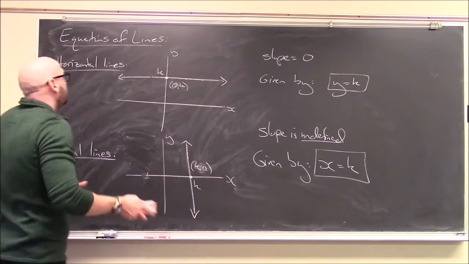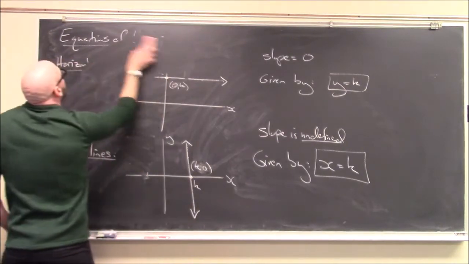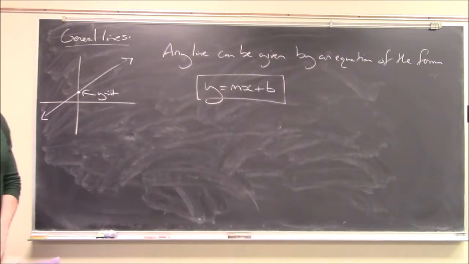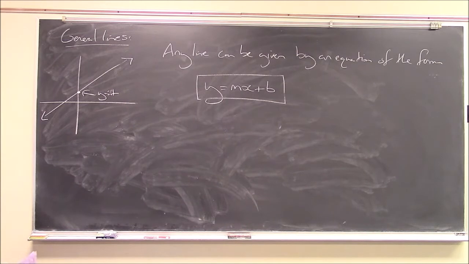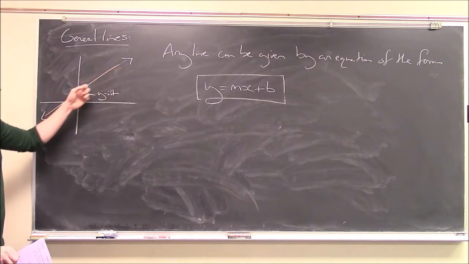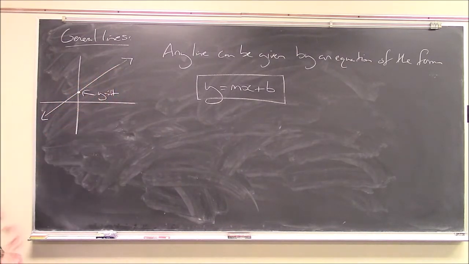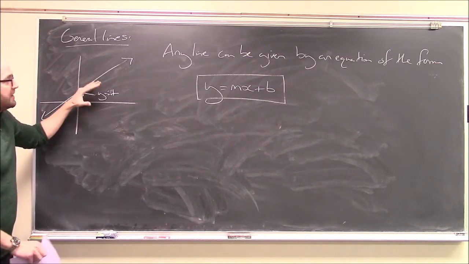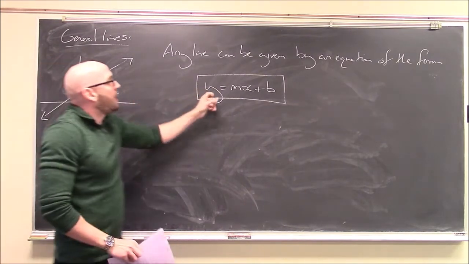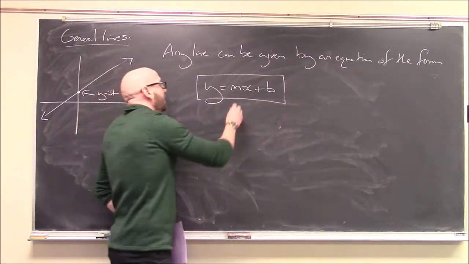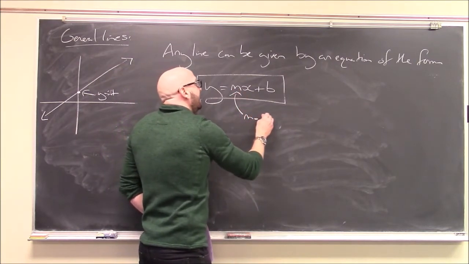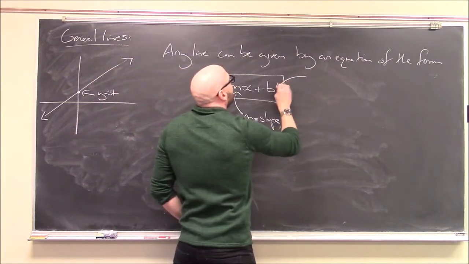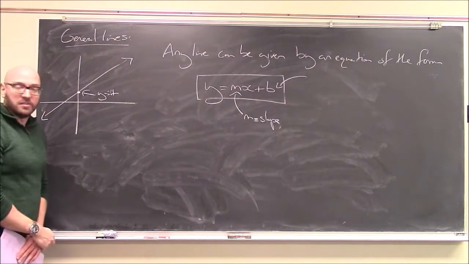So let's talk about general lines. How do we find an equation of a general line? So if you remember anything about lines at all, you'll remember this equation. Any line that you have, so a general line that looks like this, in this case I've drawn it with positive slope, and I've labeled the y-intercept just because it's important. Any line, so something like this, can be given by an equation of the following form: y equals mx plus b, where m, once again, is what we've been calling our slope, and b is the y-intercept.